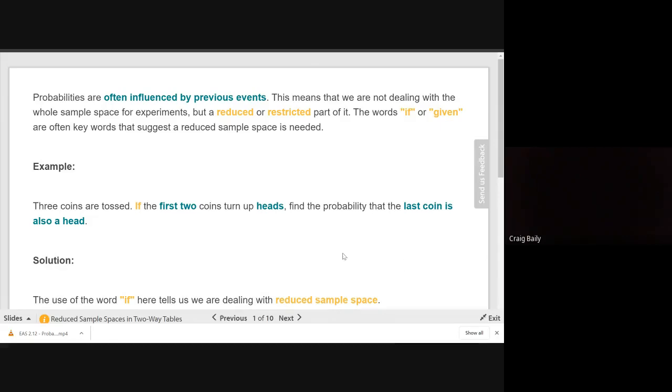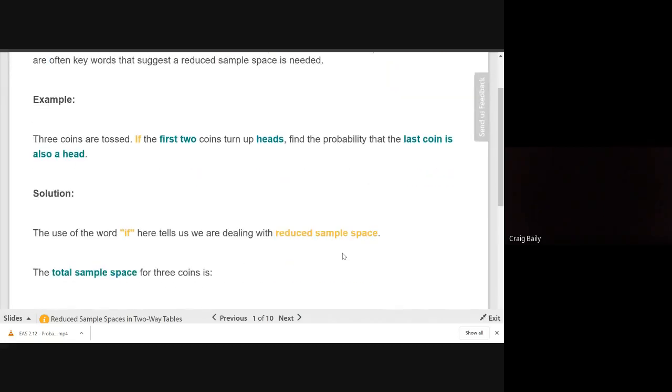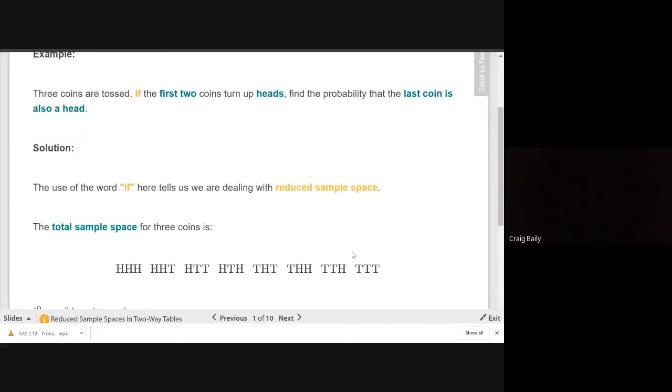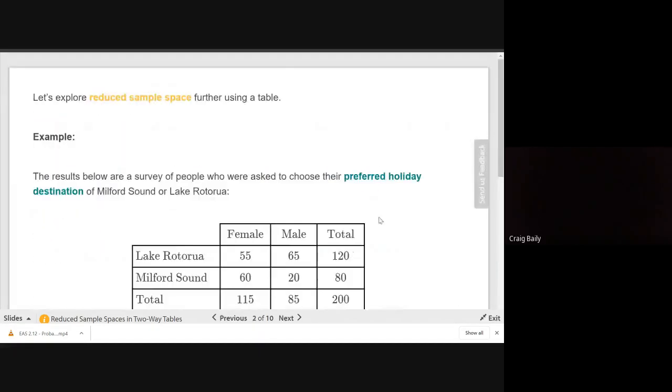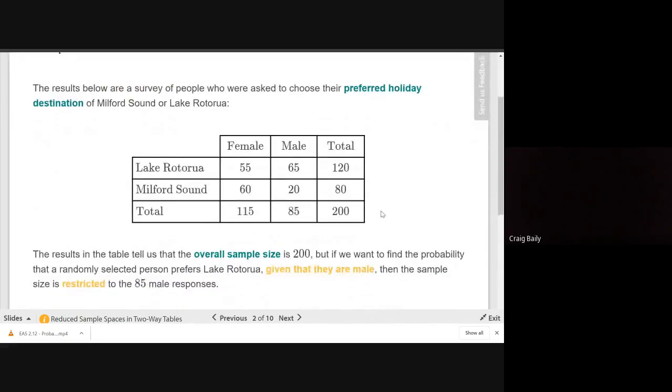In this lesson, we're going to talk about finding probabilities using a two-way table, but in this case, we're going to have a reduced sample space. So rather than being told a randomly selected student or item, there's going to be a little bit of a reduction in that. So let's have a look at this example here.